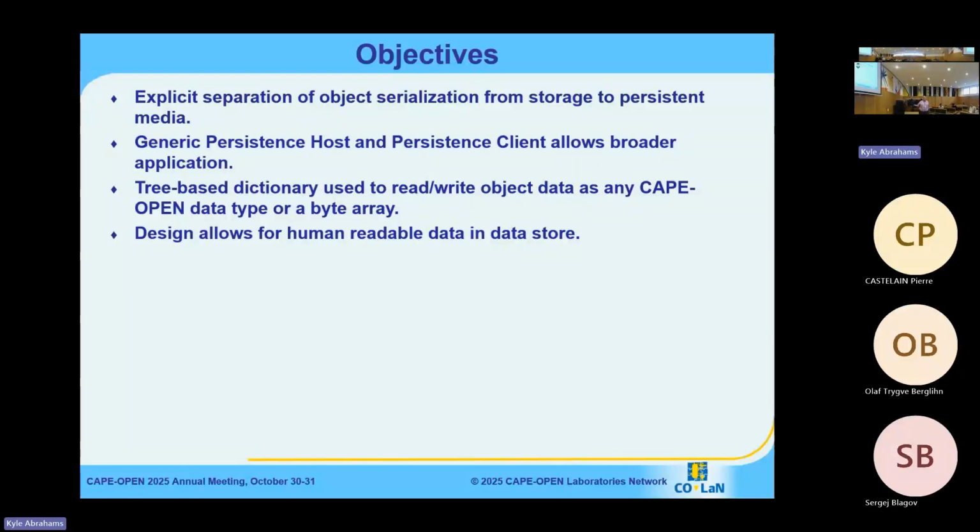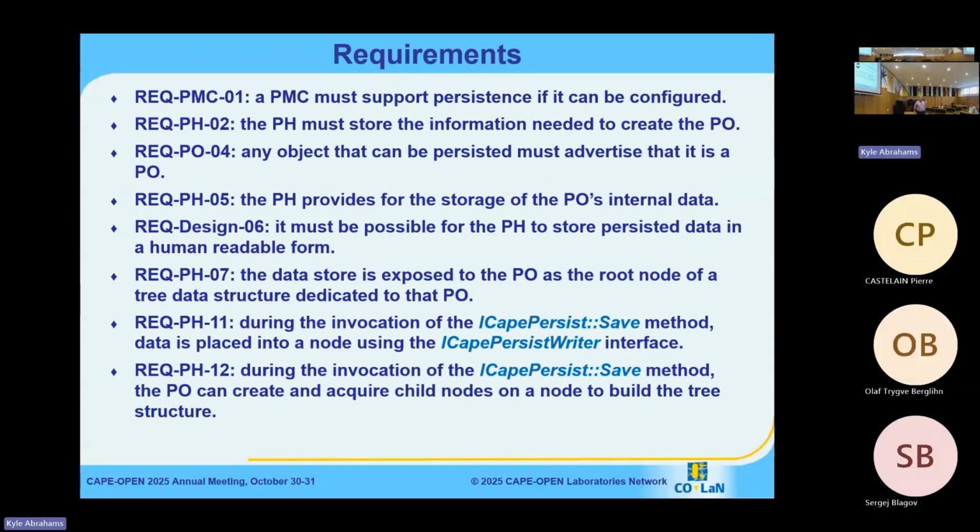Okay, so we're explicitly separating the object serialization from storage to the persistent media. Generic persistence host and persistence client allows a broader application, a tree-based dictionary that you read and write object data to using the Cape Open data types, and allows for human readable storage in the data store.